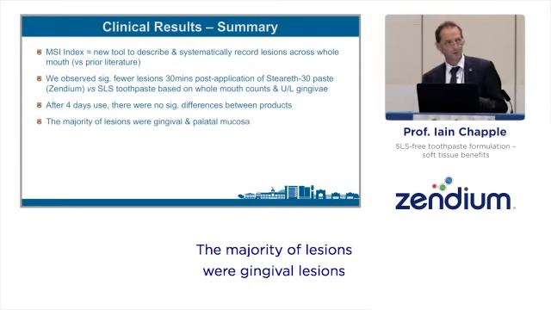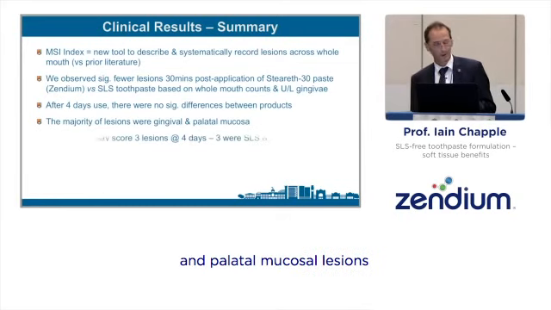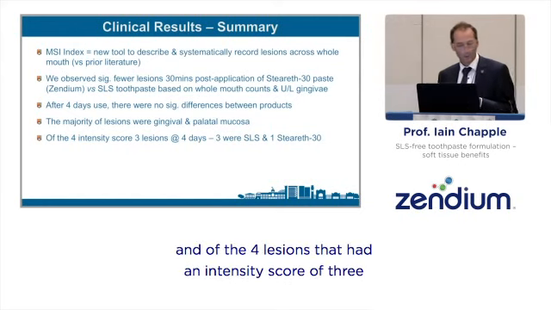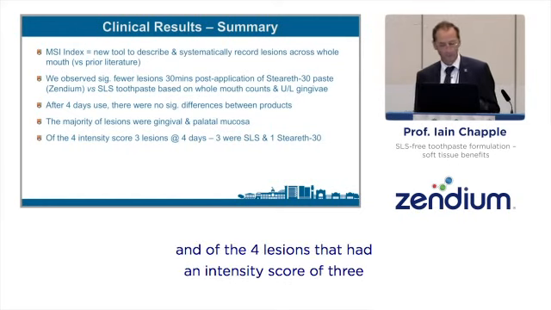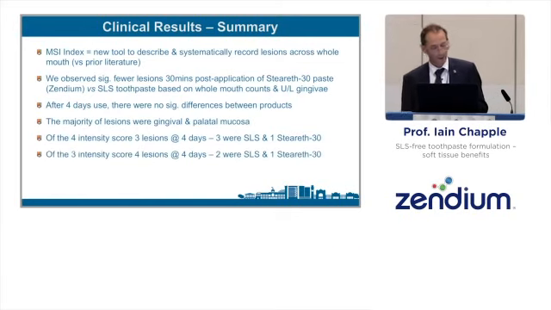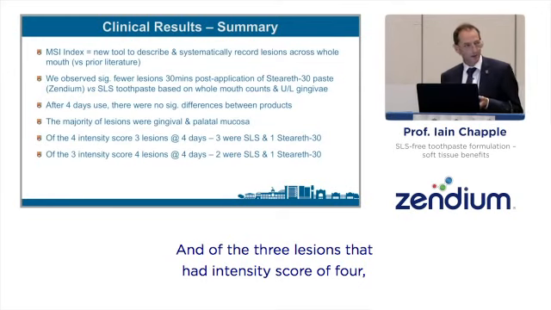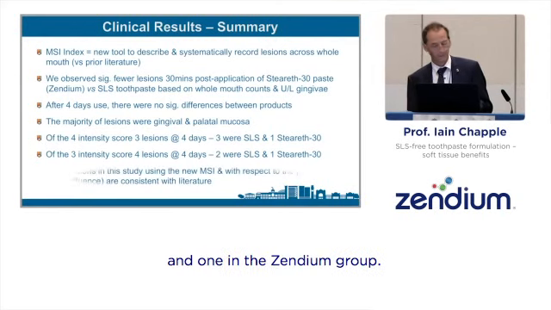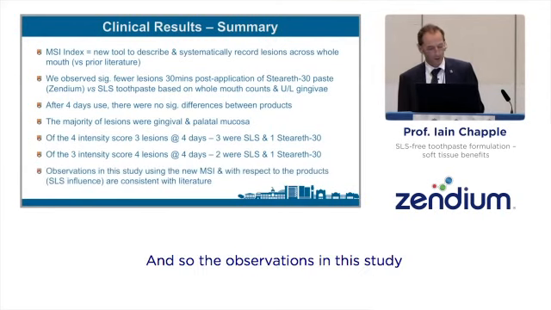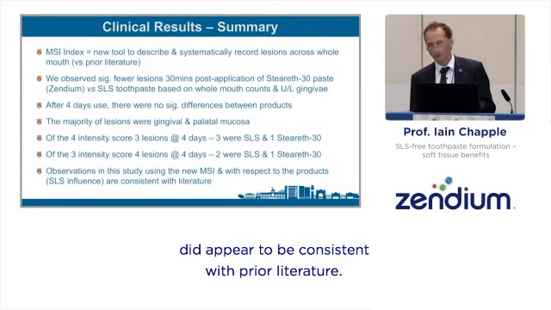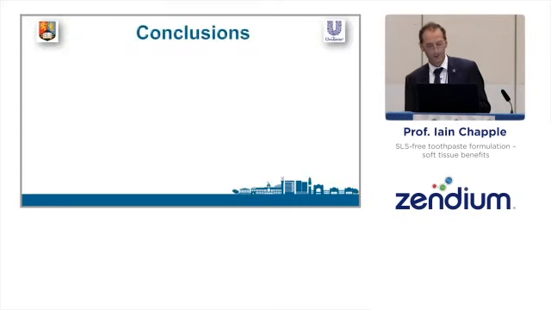The majority of lesions were gingival lesions and palatal mucosal lesions. And of the 4 lesions that had an intensity score of 3 at 4 days, 3 were in the SLS group and 1 in the Zendium group. And of the 3 lesions that had intensity score 4, these are rare, obviously, 2 were in the SLS group and 1 in the Zendium group. And so the observations in this study using this new index with respect to the products did appear to be consistent with prior literature.